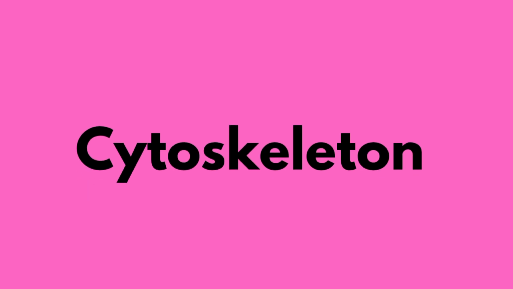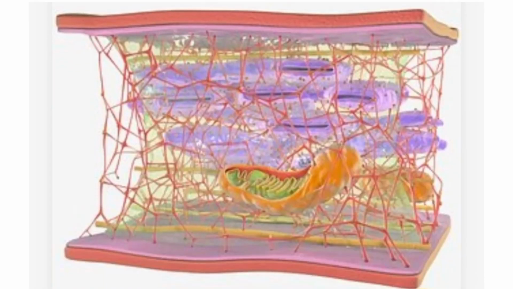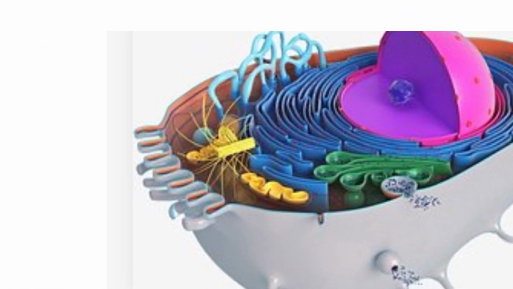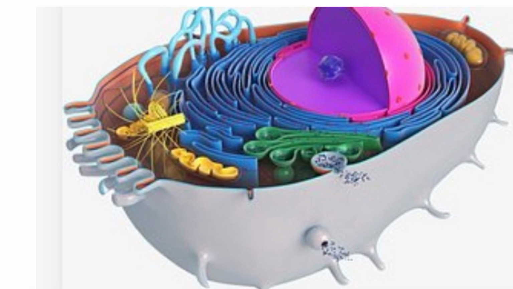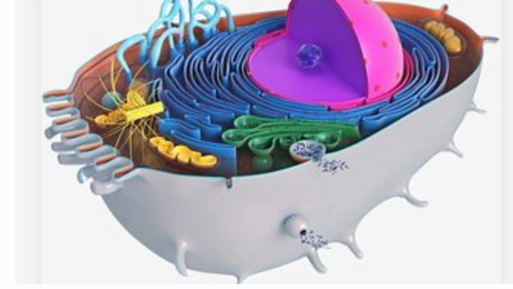Cytoskeleton. Finally, we have the cytoskeleton, a network of protein filaments that provides structural support, shape, and movement to the cell. That's it for today's video on the cellular level of organization, focusing on cell structure and organelles.